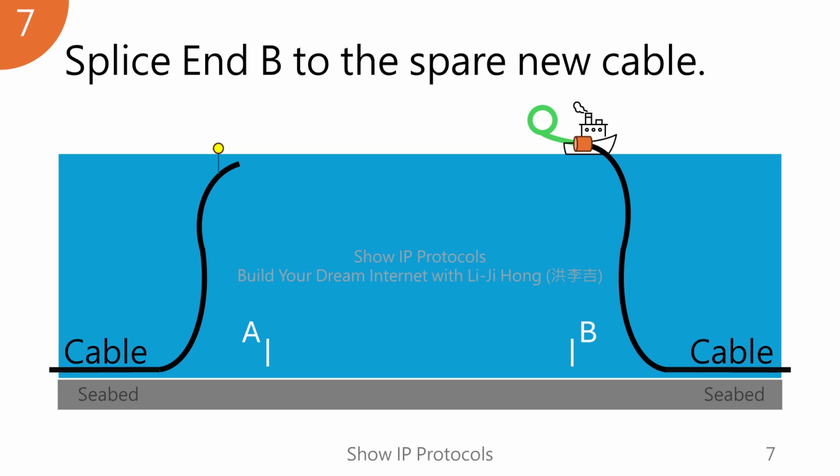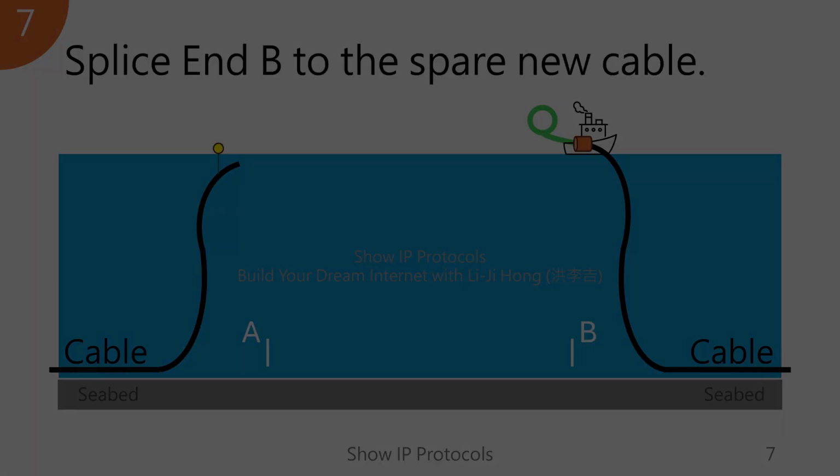7. Splice end B to the spare new cable. We can now splice end B of the cable to spare cable rolls. To splice fiber cables, we usually deploy special splicing and insulation kits to ease up fusion operations of fiber cores on the rocking repair ship.